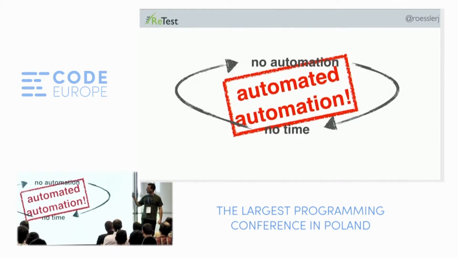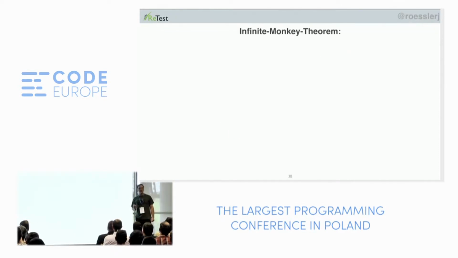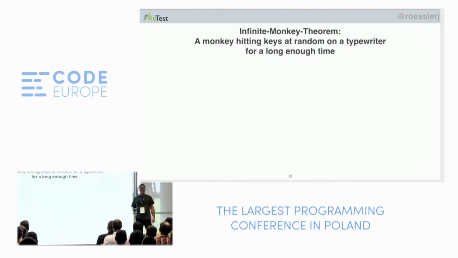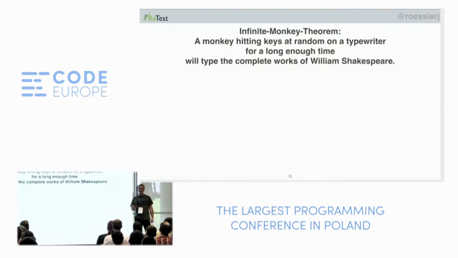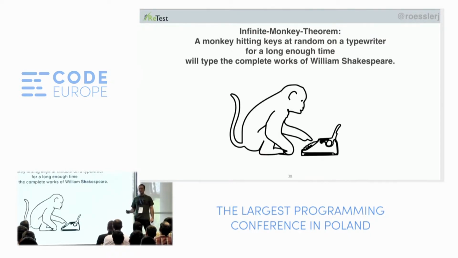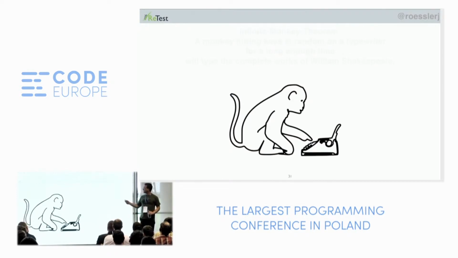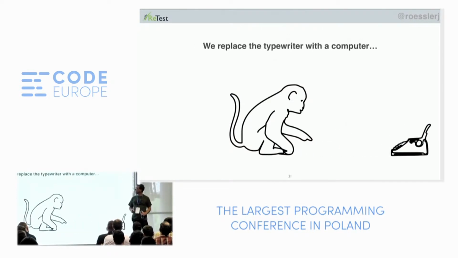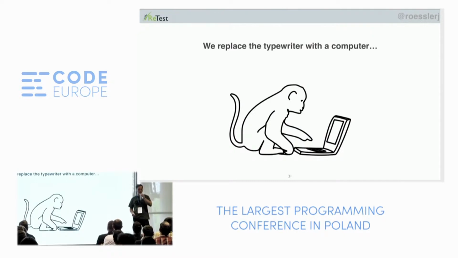So the idea is based on the infinite monkey theorem, which essentially says a monkey hitting keys at random on a typewriter for a long enough time will eventually write all works of William Shakespeare. And what monkey testing is about is to replace the typewriter with a computer and let the monkey test.